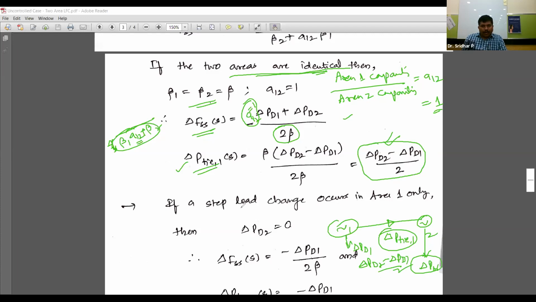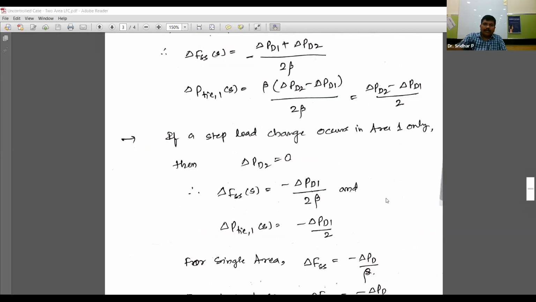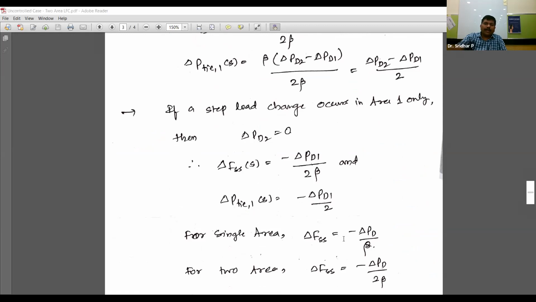Now, one more approximation: if the step load is only occurring in area 1, then automatically the demand in area 2 will be 0. And if you substitute these values in the steady state frequency and the tie line power, this value straight away goes to 0. So the remaining one is minus delta PD1 by 2 beta, and the tie line power is PD2 minus PD1 by 2. So this is 0, so straight away minus PD1 by 2.